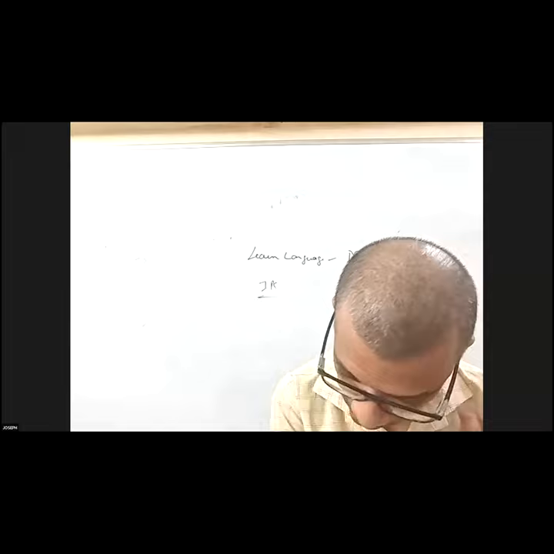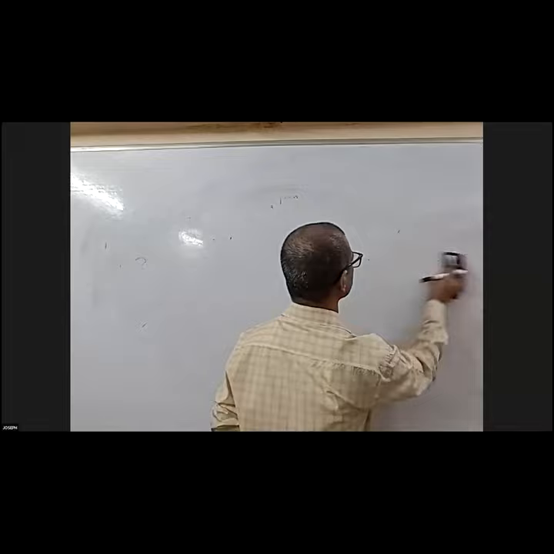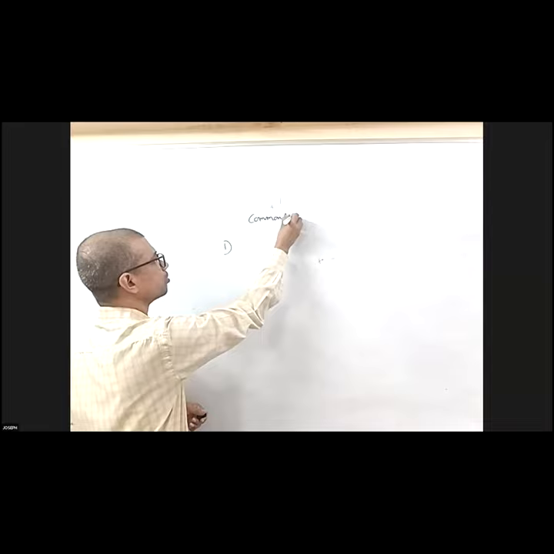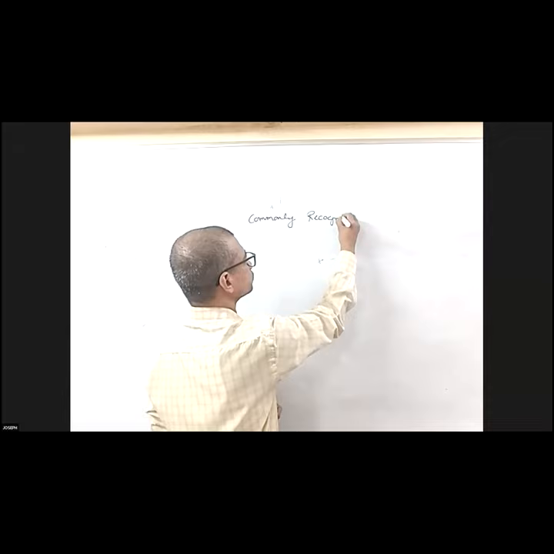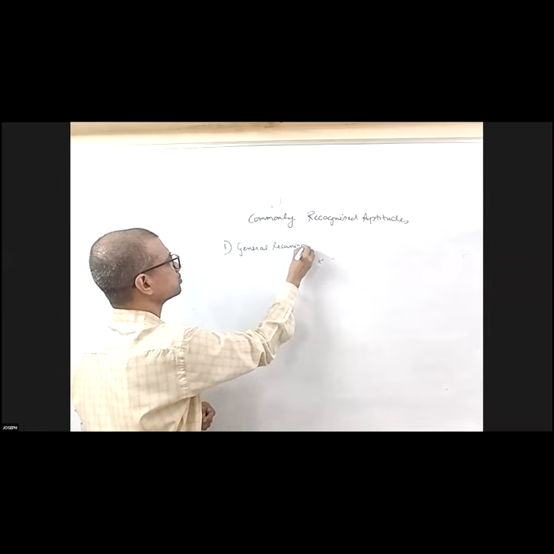Following or no? Now there are certain commonly recognized aptitudes. We are going to see a list of 10 recognized aptitudes. Okay. First is general learning capacity. Commonly recognized aptitudes. Pehla hai, general learning capacity. Do you all have a general learning capacity?